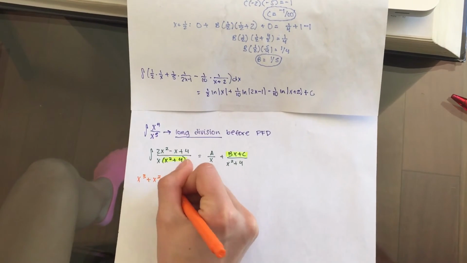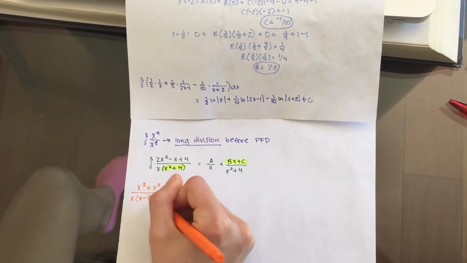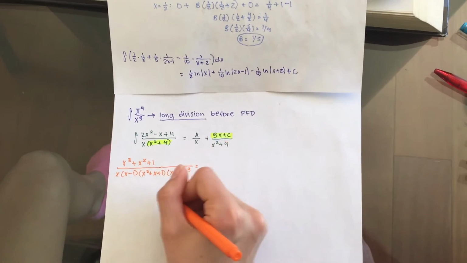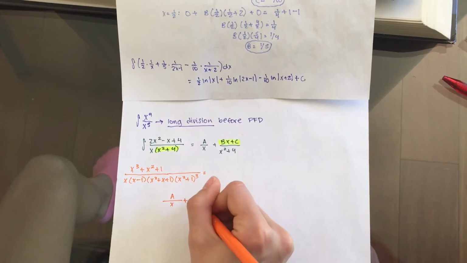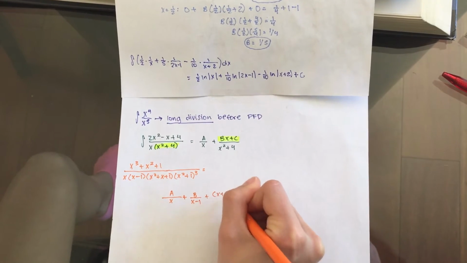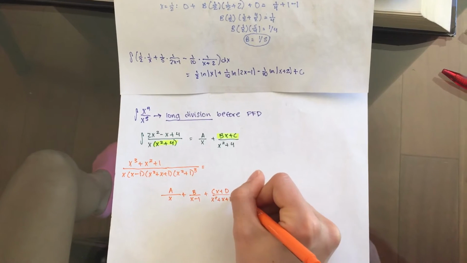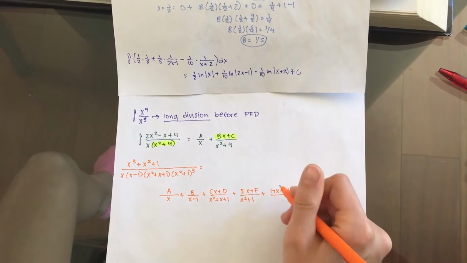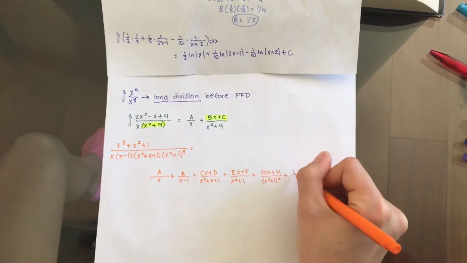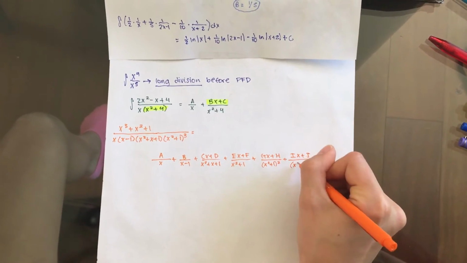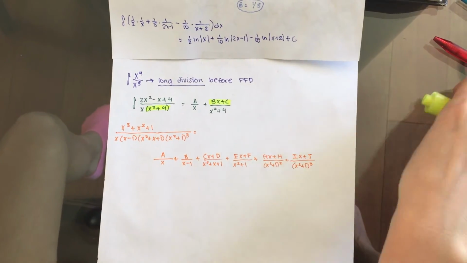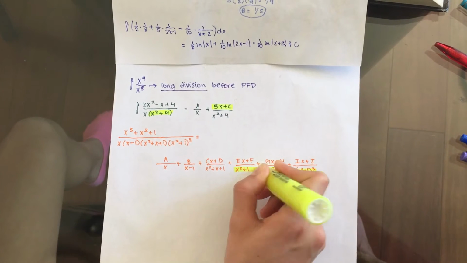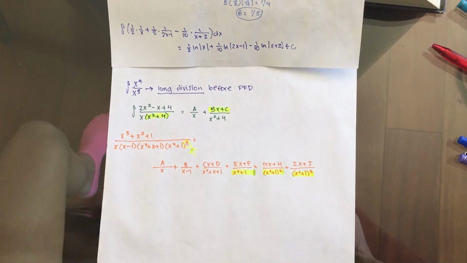You may also encounter a linear factor that occurs twice or 3 times. For example, in this problem, we have the quantity x squared plus 1 quantity cubed in the denominator. This means that you have to account for this factor 3 times. So we would have ex plus f over x squared plus 1, plus gx plus h over x squared plus 1 quantity squared, plus ix plus j divided by quantity x squared plus 1 cubed.